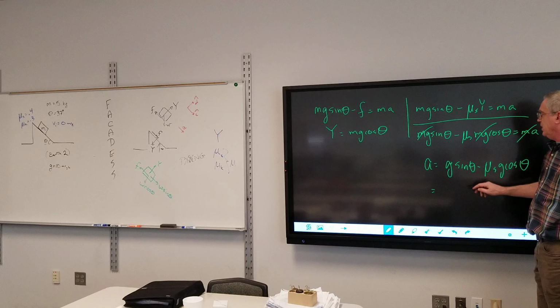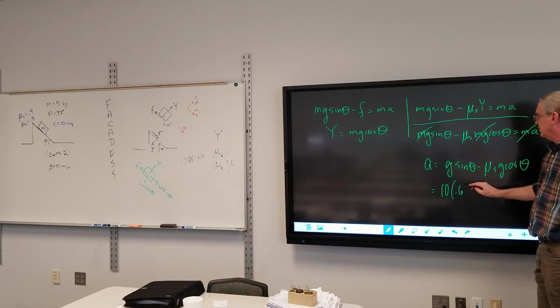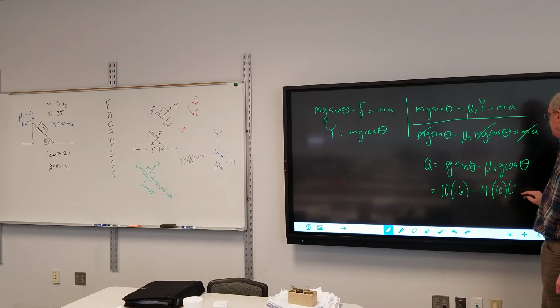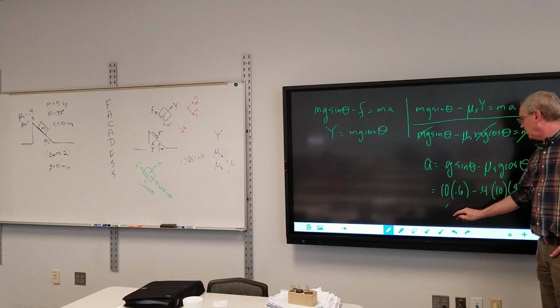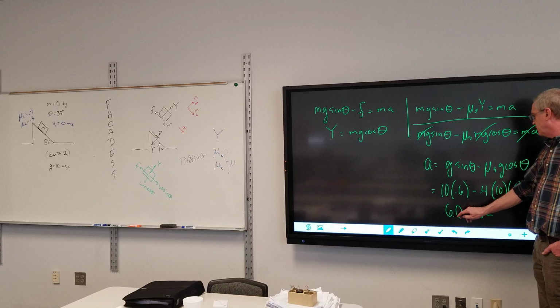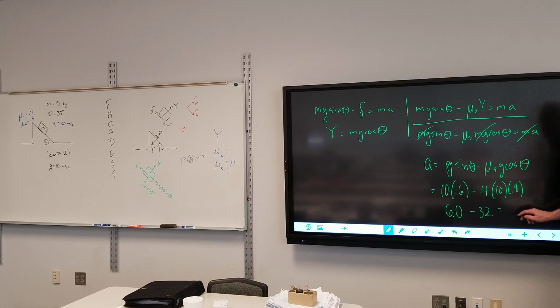So this is going to be 10 times 0.6 minus 0.4 times 10 times 0.8. This would be 60 minus 32. Sorry, that'd be 6 minus 3.2, which is 2.8. Is the block going to slide? Abigail? Yes. Therefore, static friction is not appropriate.